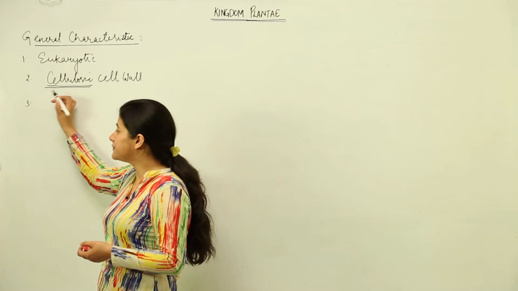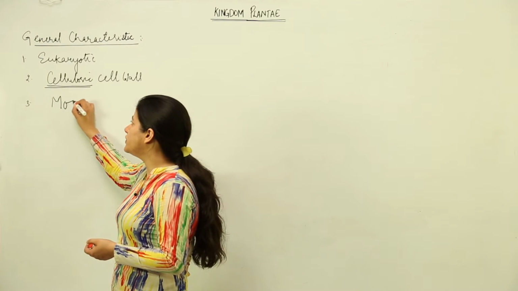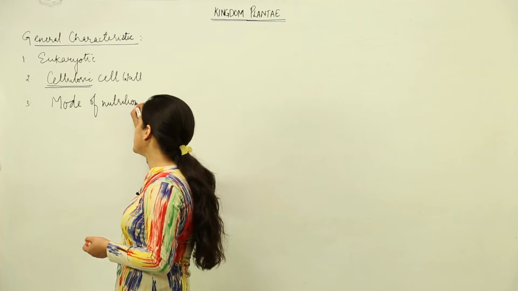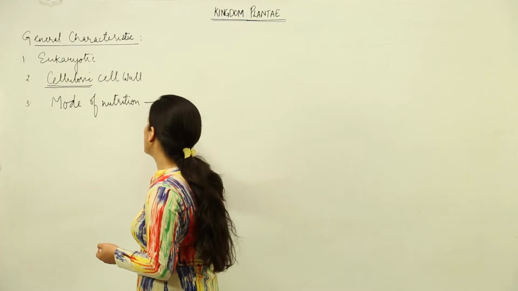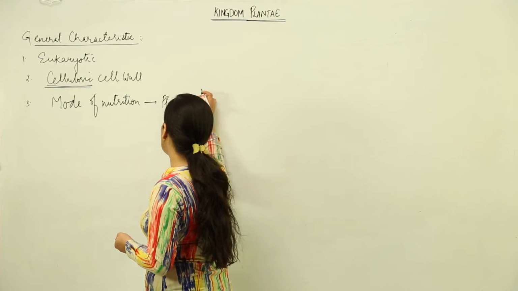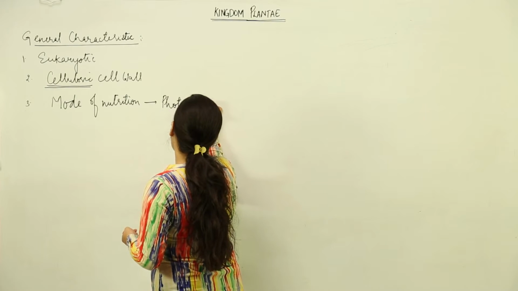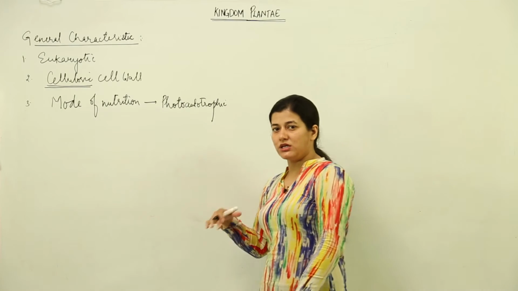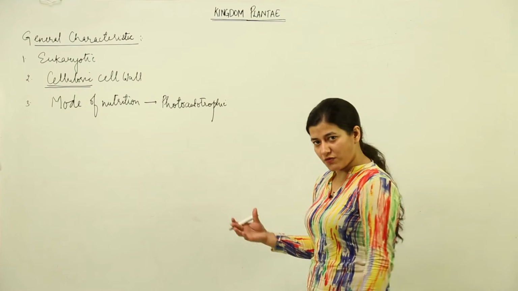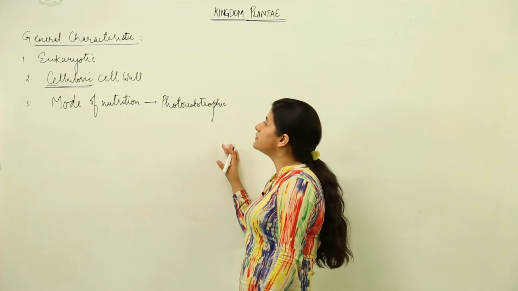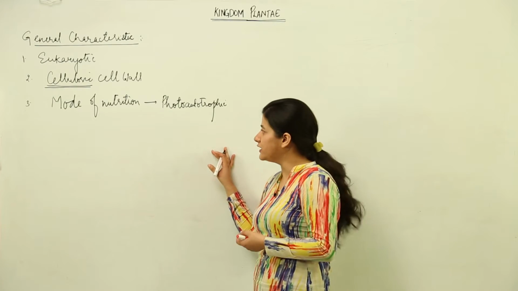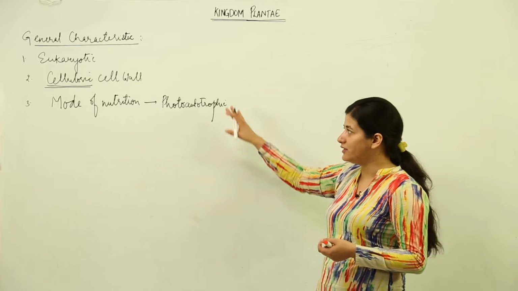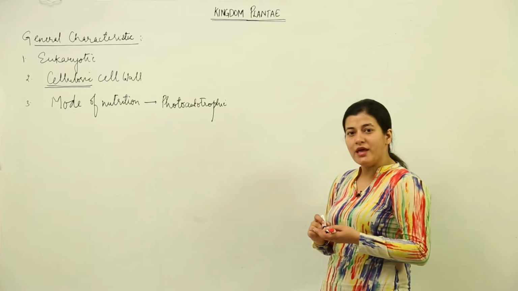And the third one is their mode of nutrition, which happens to be autotrophic. And which autotrophic? Photoautotrophic. Now you have heard about the process of photosynthesis, which is utilizing the sun's light and converting it into the food material, that is in the form of glucose, and this makes plants the primary producers in the ecological context. So these are the 3 general characteristics. If the given cell or organism is having these characteristics, it is to be classified into kingdom Plantae.